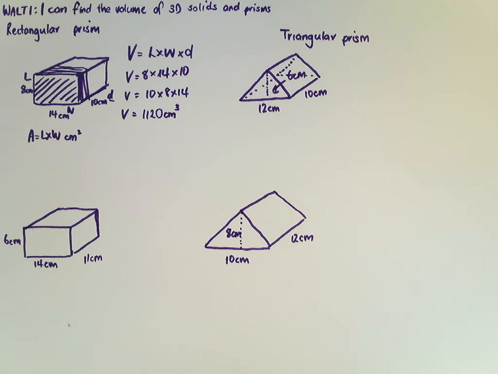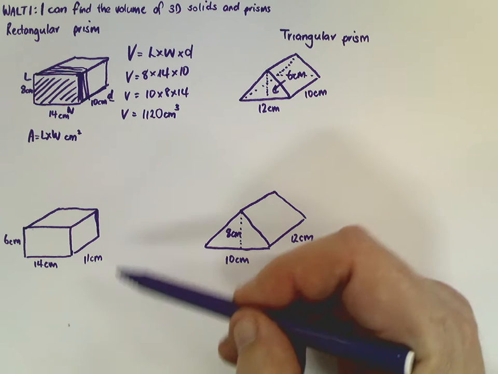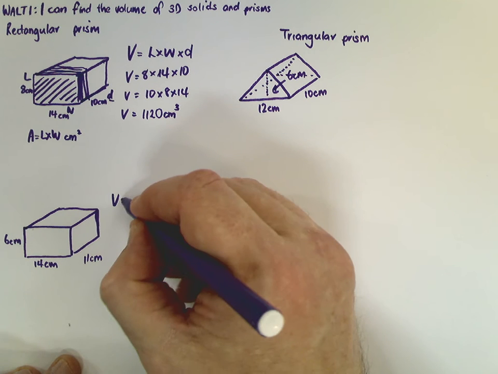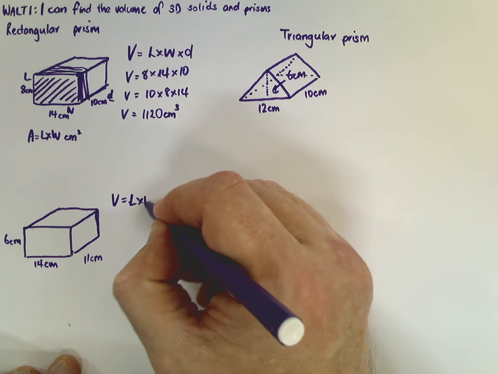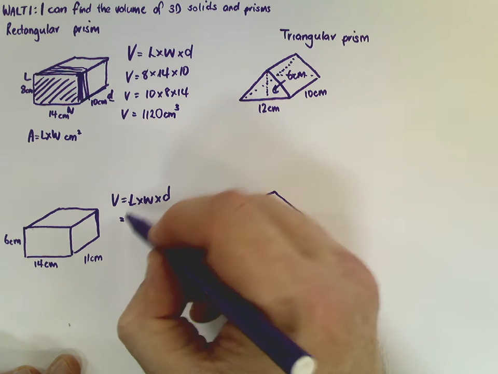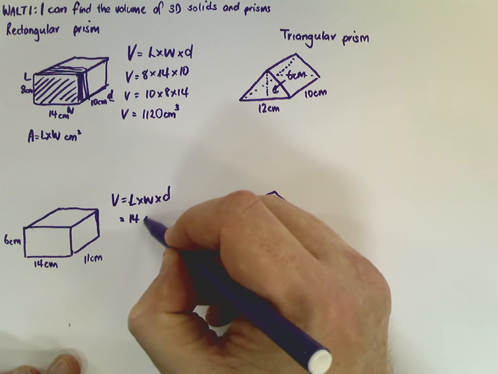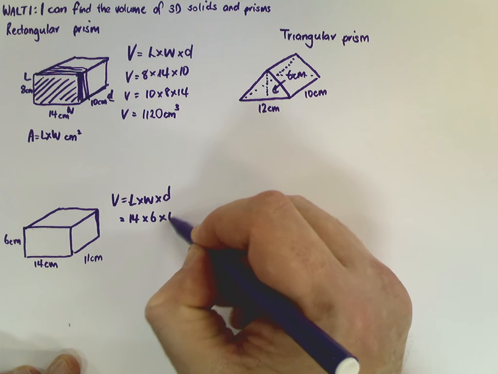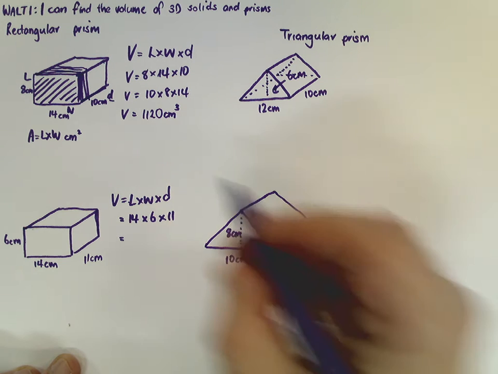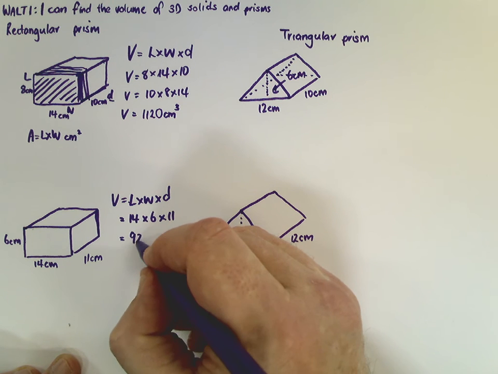Okay, so hopefully you pause that, and hopefully you have an answer for our paired problem that's here. So I'm just going to fill it in. Volume is equal to length times width times depth. As we know, it doesn't really matter which order we put these numbers in. So 14 times 6 times 11. And of course, quickly putting them into the calculator, 14 times 6 times 11 gives me the answer of 924.